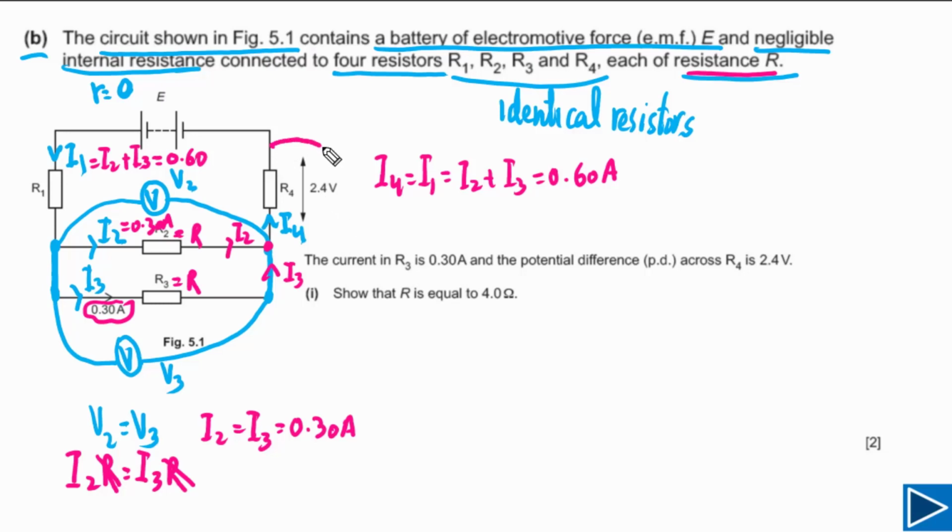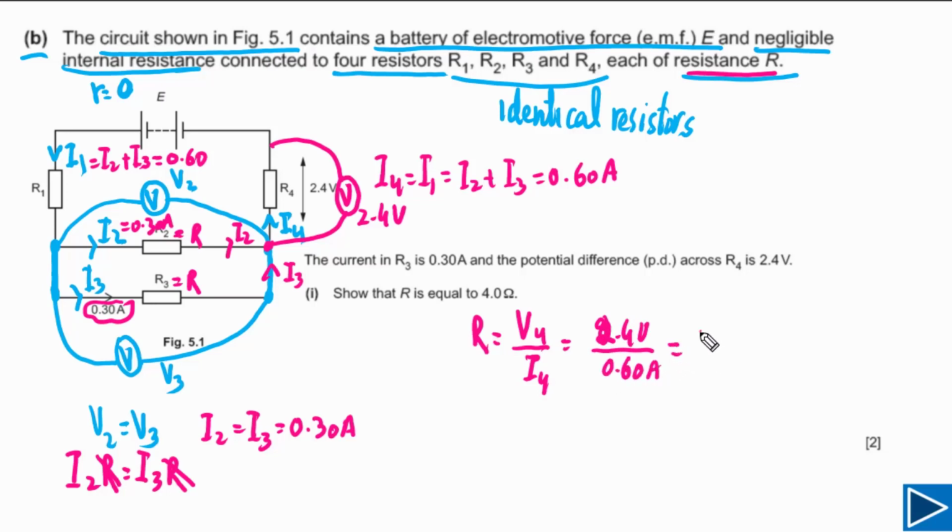Across this resistor, the value of potential difference is given, that is equal to 2.4 volts. So this is 2.4 volts, and the current passing through this one is 0.60. So simply we can write down R will be equal to V4 divided by I4. So V4 is 2.4 volts and I4, the current passing through this resistor, is equal to 0.60 amps.